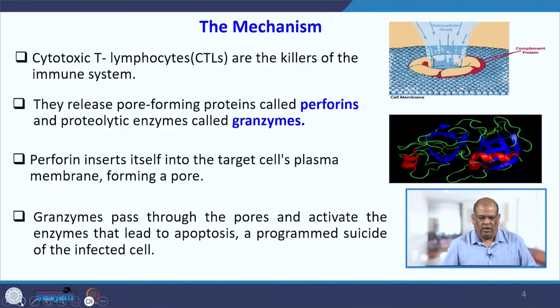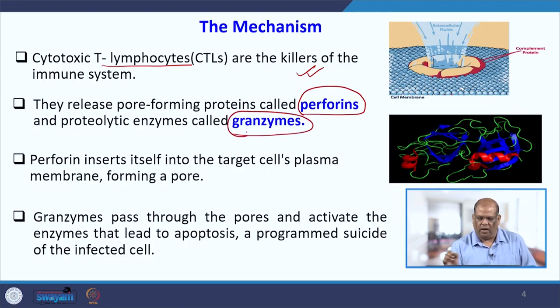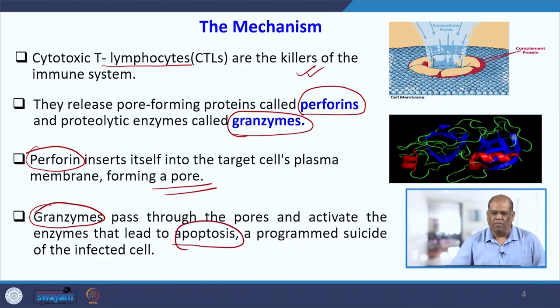So, the mechanism goes like this: you have this cytotoxic T lymphocyte or TC cells, they are the killer cells of the immune system. They release some kind of protein which is called perforin, and some enzymes which are called granzymes. So, what is the work of perforin? The perforin creates a pore in the cell, and through that pore, these granzymes pass and activate certain enzymes that lead to apoptosis, which is a programmed cell suicide program.